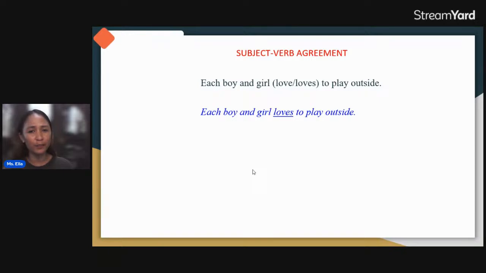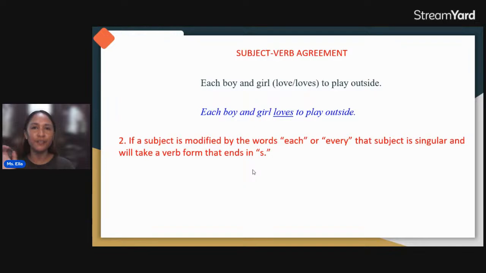So why is it loves when there's the word and there? Here's the reason why. If a subject is modified by the words each or every, then that subject is considered singular and will take a verb form that ends in s. Even though the subject is plural, if it is modified by each or every, it is considered singular and must take a singular verb. Okay?